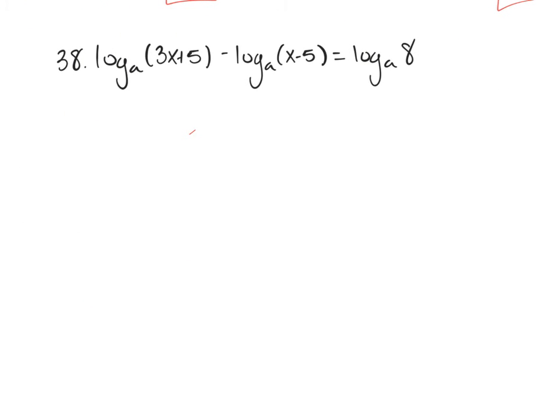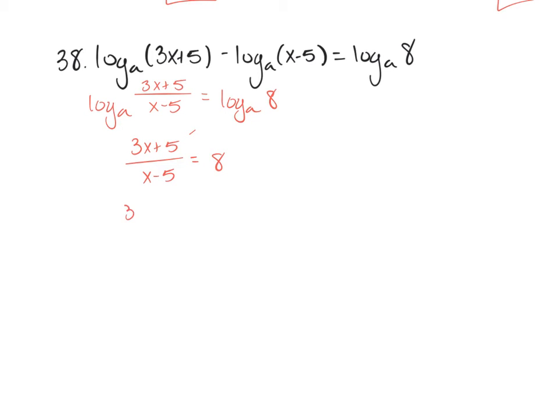Let's look at 38. 38 says log base a of 3x plus 4 minus log base a of x minus 5 is equal to log base a of 8. Now, before we can set the arguments equal to each other, we've got to get two logs, one on the left side and one on the right. So I'm going to use the second law of logs to combine what's on the left side to become log base a of 3x plus 5 over x minus 5 is equal to log base a of 8. Now that I have one log on the left and one log on the right with the same base, I'm going to set the arguments equal to each other.